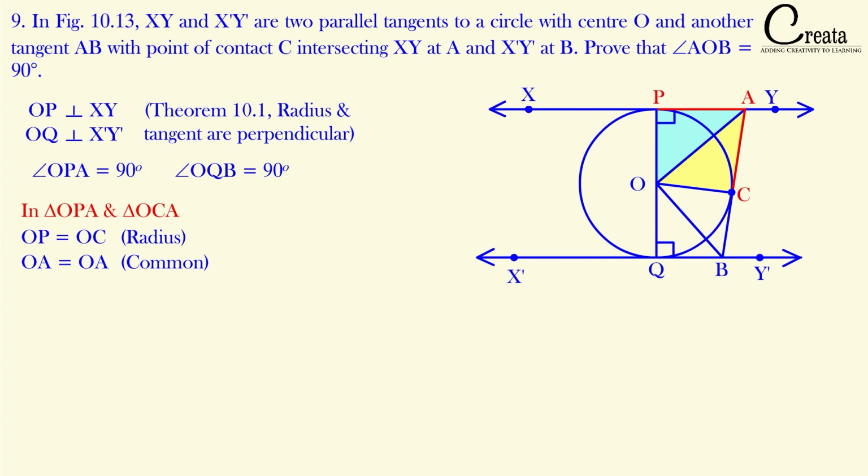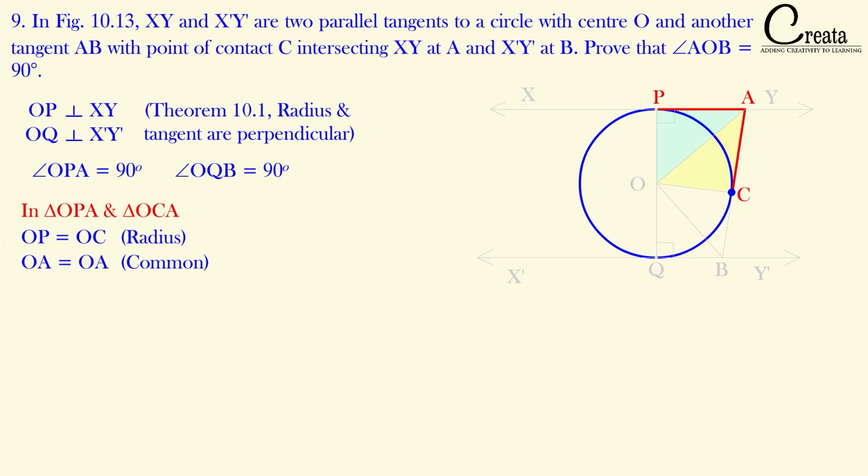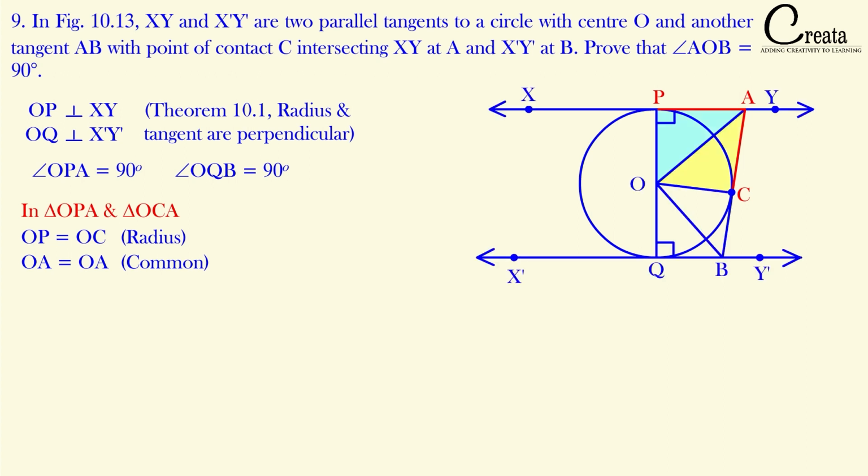Tangents from an external point are equal to each other. So these are the 2 tangents, also the 2 sides of the triangle. So these 2 sides, or these 2 tangents, are equal. We got AP equal to AC. All the 3 sides of both the triangles are equal. So by the SSS congruence rule, we can say both the triangles are congruent to each other. Got it?